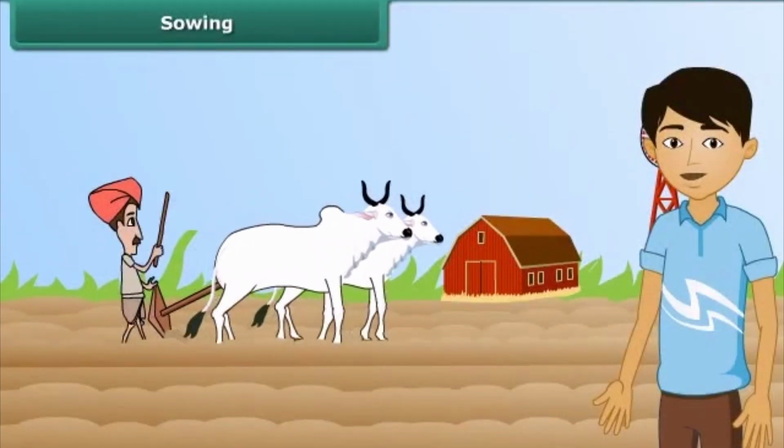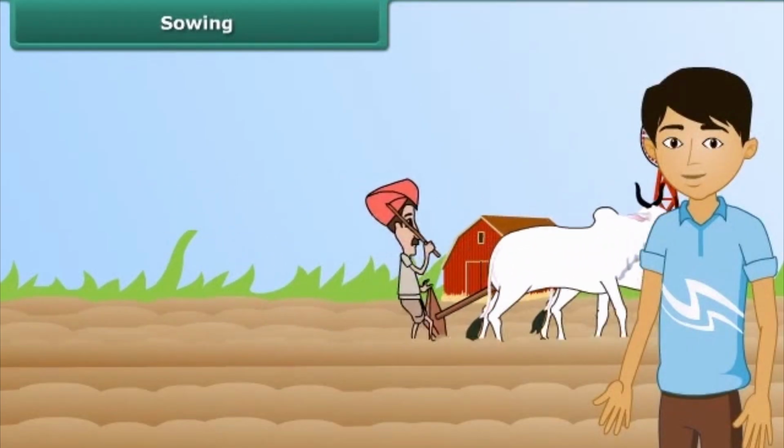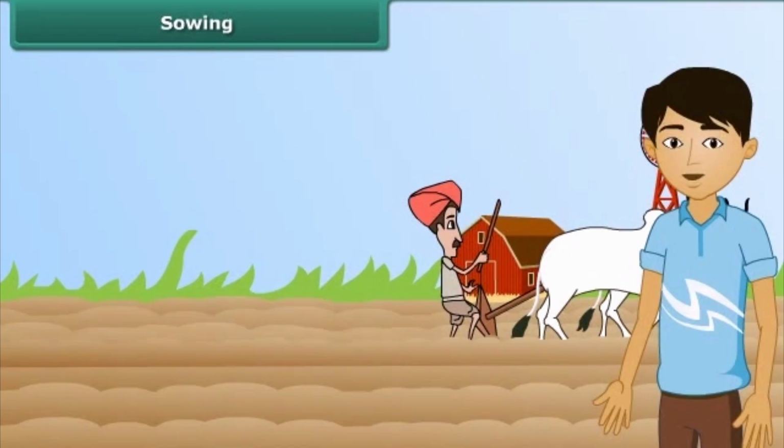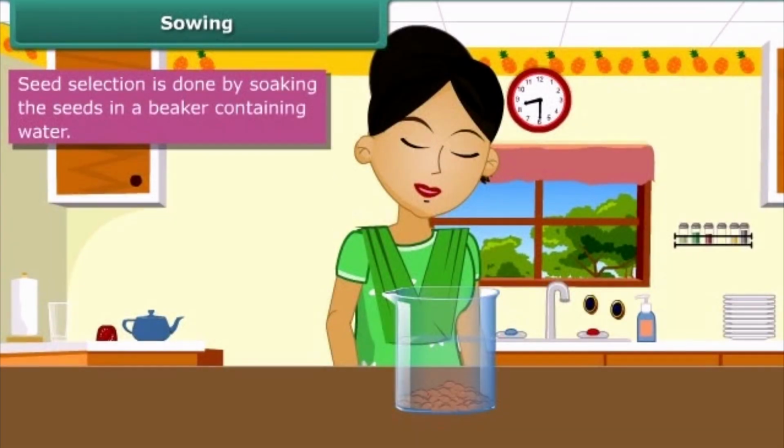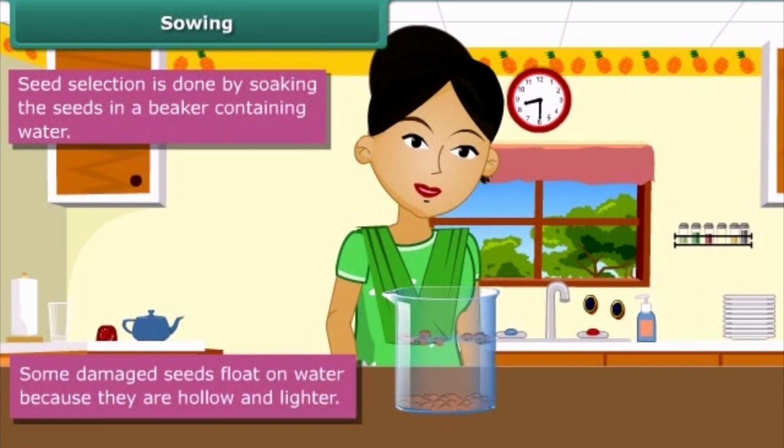Once plowing is done, the next step is sowing. Before sowing, farmers select good quality seeds to get high yields. Have you ever noticed your mother putting some grains in a vessel and pouring some water into it? What happens after a few minutes? Some seeds start to float. What is the reason behind this? Some damaged seeds float on water because they are hollow and hence lighter. Actually, this is a good method for separating good, healthy seeds from the damaged ones.